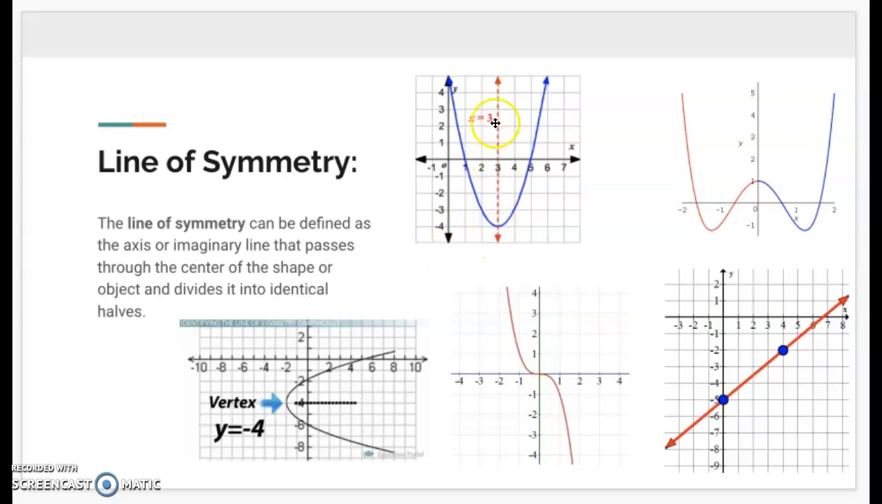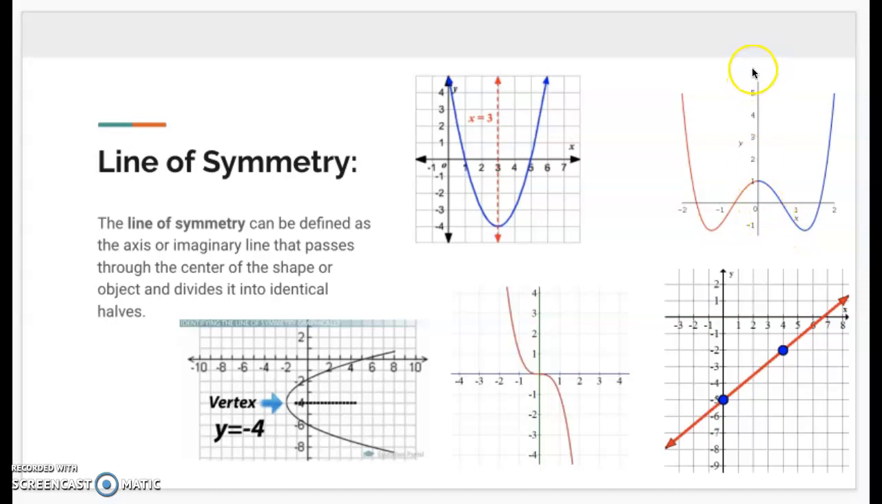For instance, this one right here, if I were to draw a line right here and take this piece of paper and fold it in half, both of these sides match up perfectly, which means this line right here that goes straight through the center is the line of symmetry. It already tells you what that line is. That line is x equals 3. So for this graph right here, my line of symmetry is x equals 3.